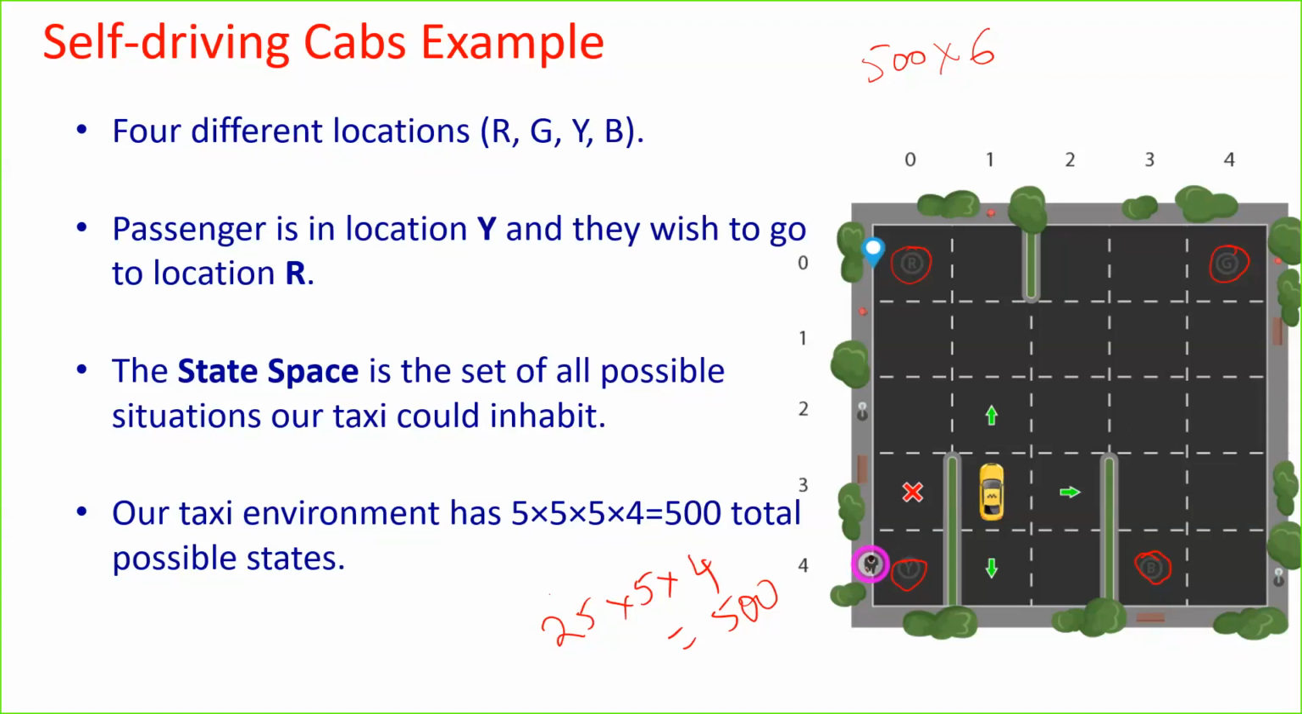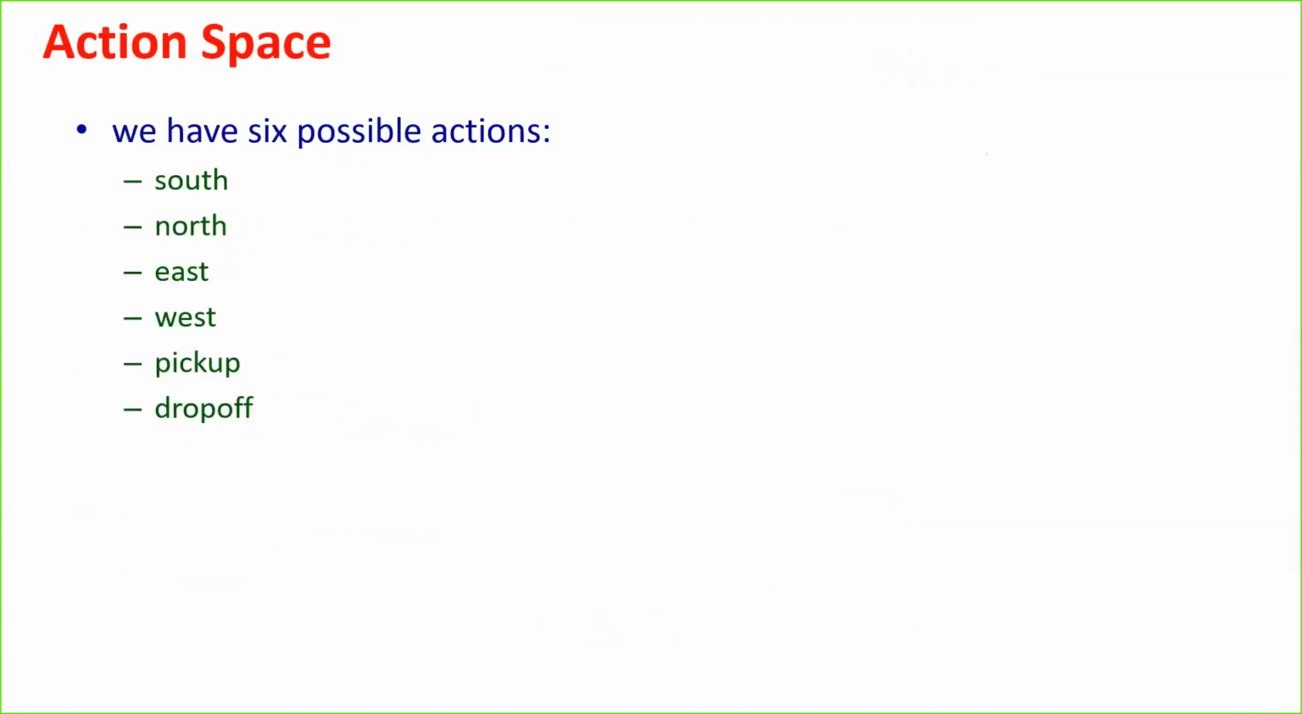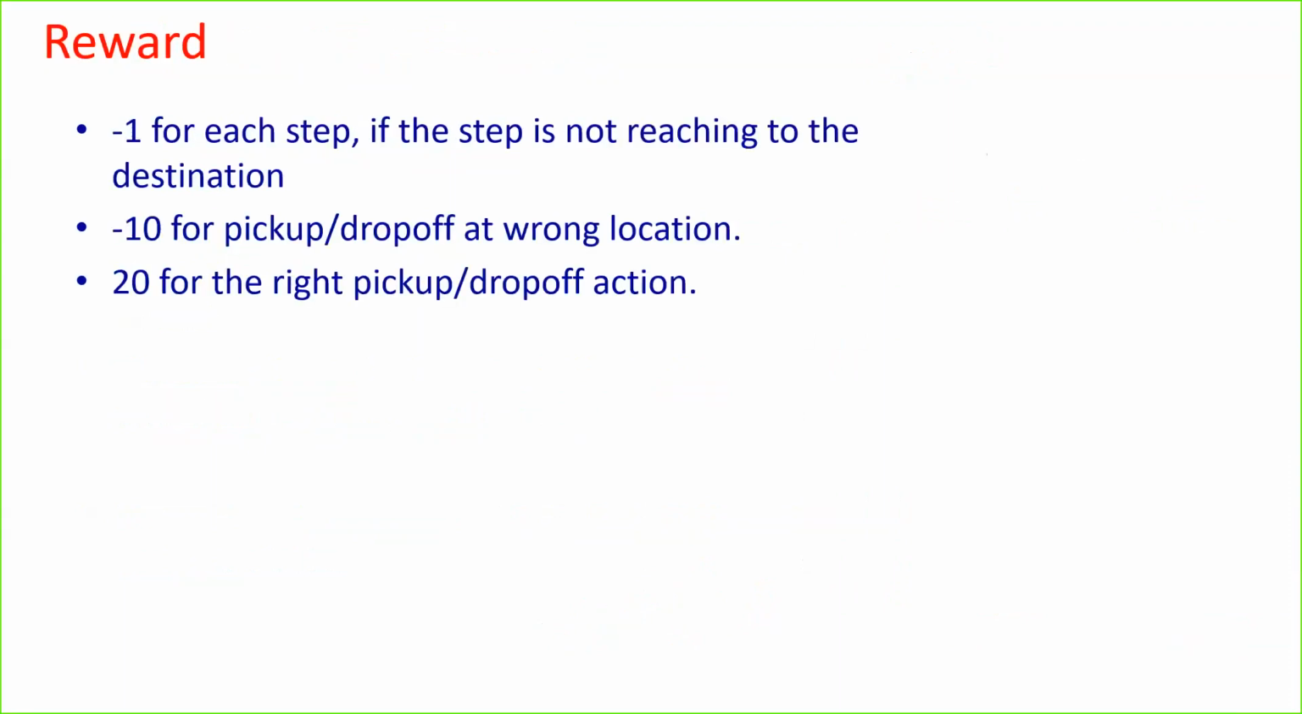Yes, sir. So with this little understanding about the environment, let us also look at the OpenAI Gym environment in which we are going to implement this. So this is the action space, 6 possible actions: south, north, east, west, pick up, drop off.